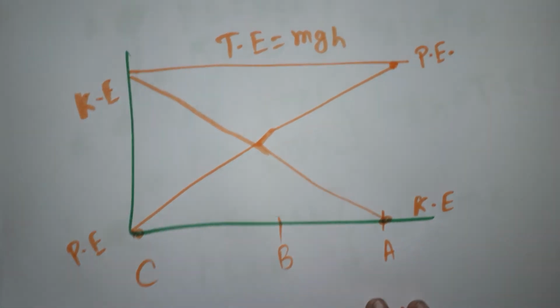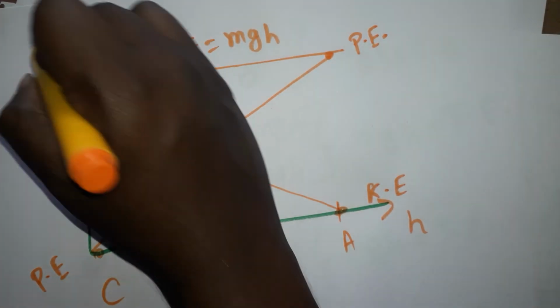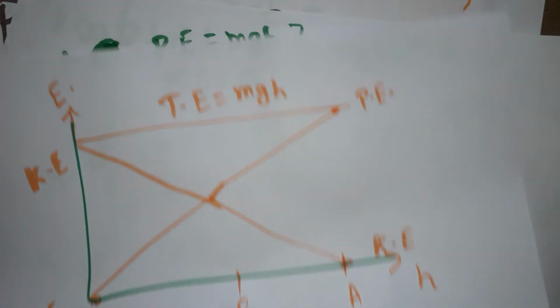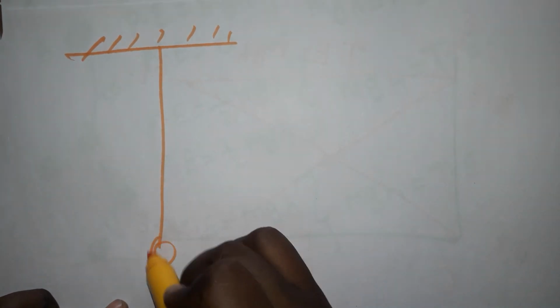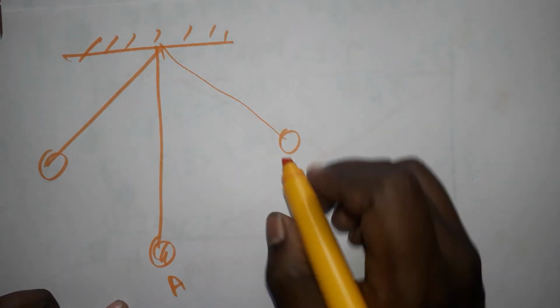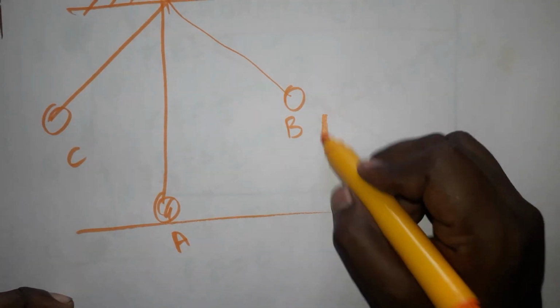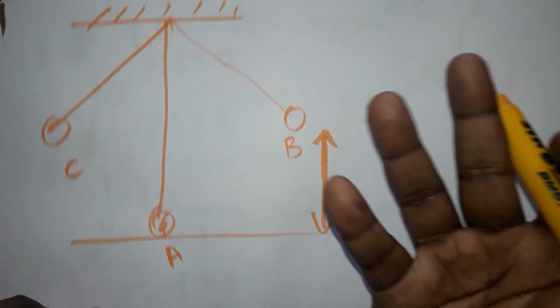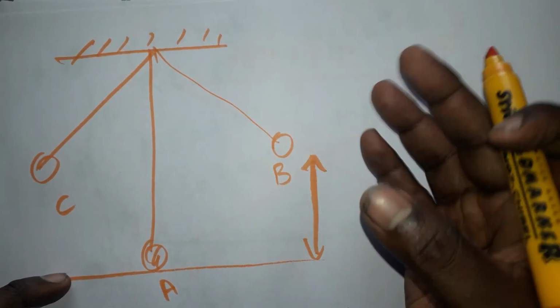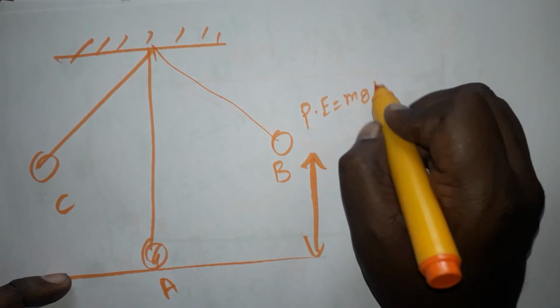So this is called conservation of energy. The graph I drew is displacement versus energy. The same concept we can use for the simple pendulum also. When the pendulum is oscillating, I have taken three points A, B, C. This I consider as the ground. Potential energy means stored energy. If you lift something, it is going to do work. Here potential energy is going to be mgh.